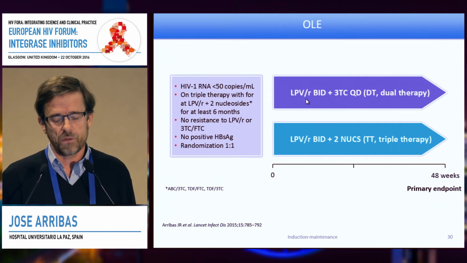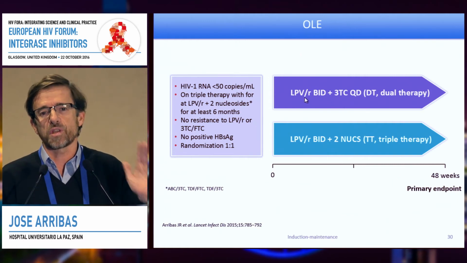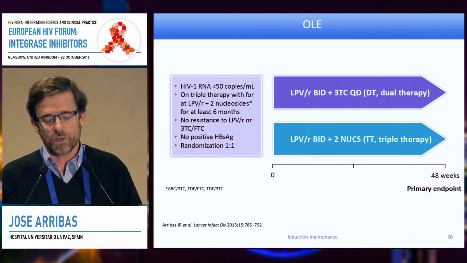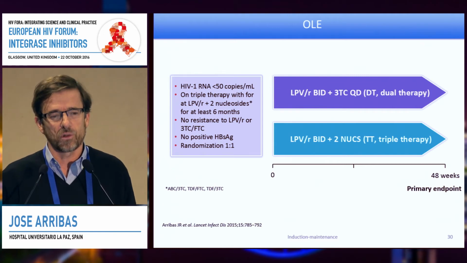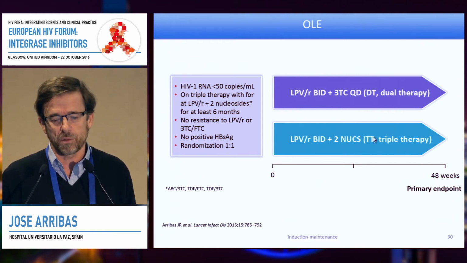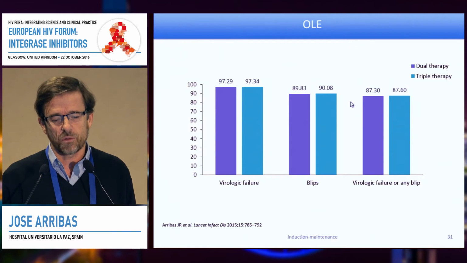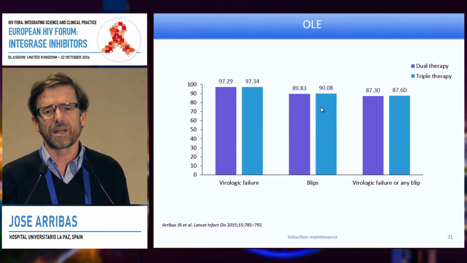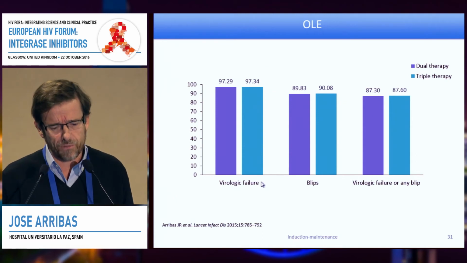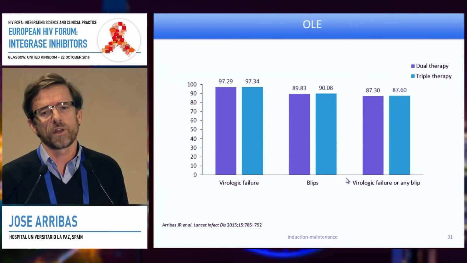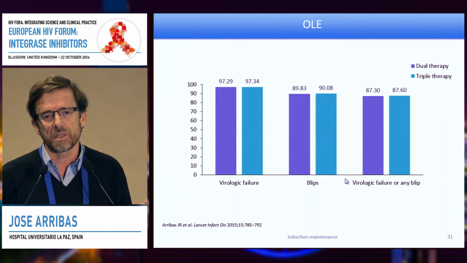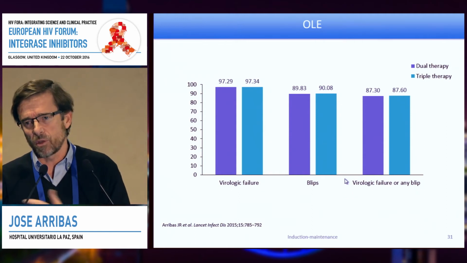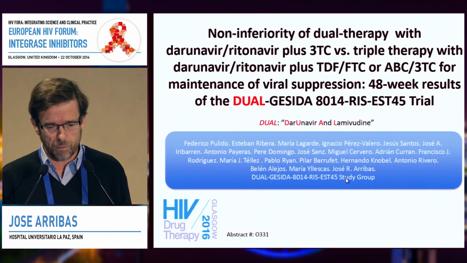Basically, Pedro already commented on this. It's another switch study in which patients who are suppressed on lopinavir, ritonavir, and 2 nucleosides were randomized to continue or to switch the 2 nucleosides to 3TC. Again, we saw non-inferiority, same level. No matter how you look at the data, virologic failure or blips of any kind, when you add 3TC, the issue we have with monotherapy goes away. You don't see those low-level viral rebounds.